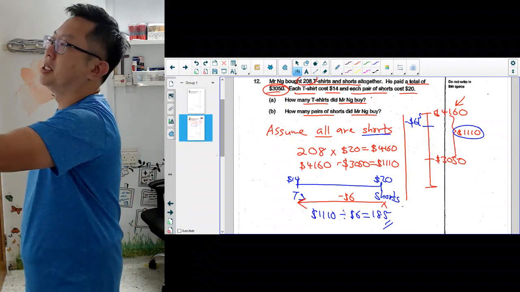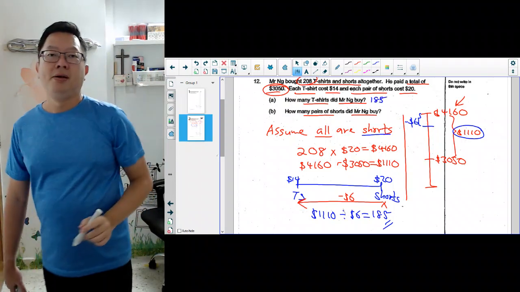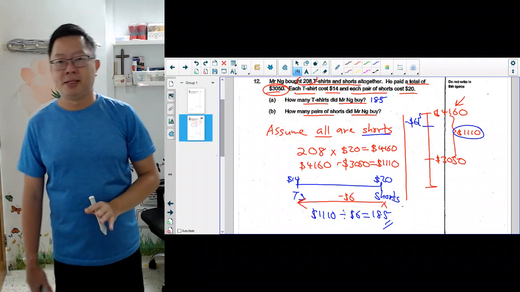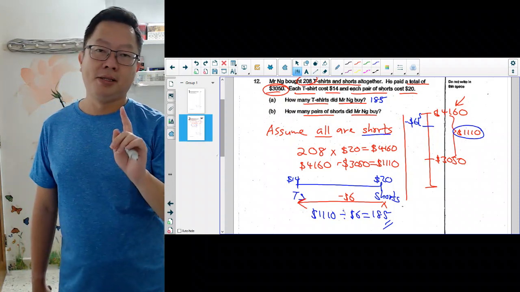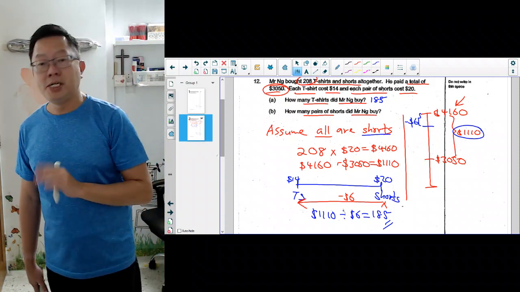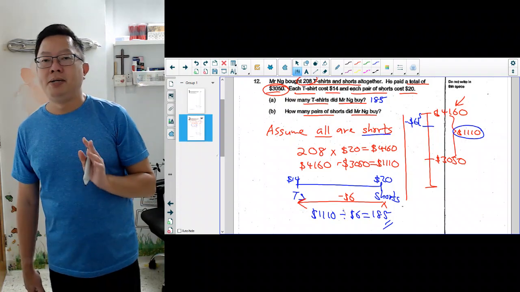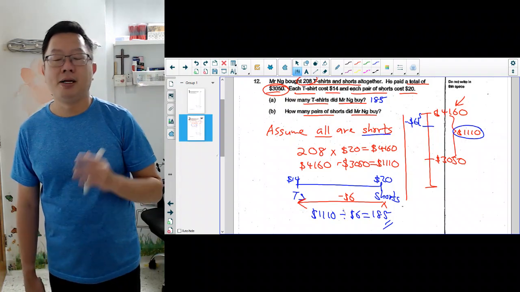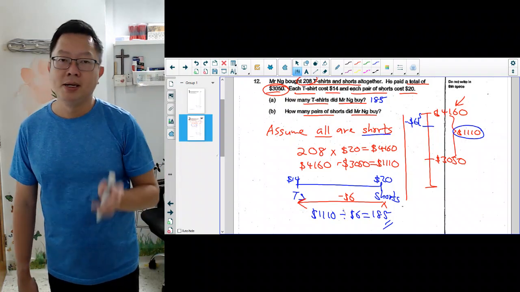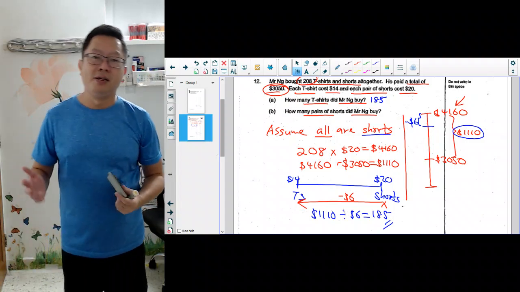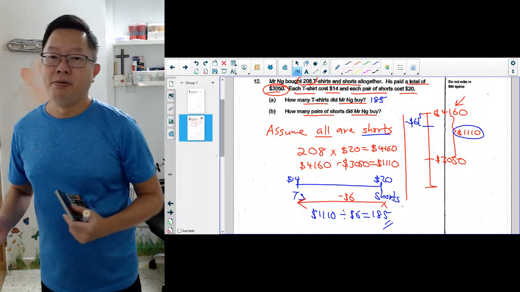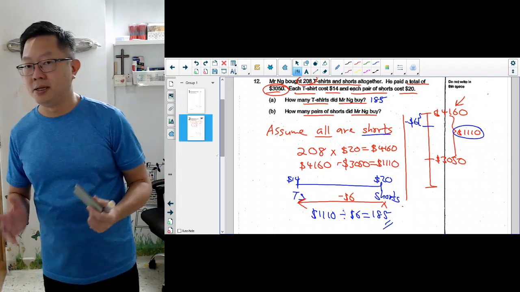So how many t-shirts did Mr. Ng buy? 185. That's how you do the assumption method, which is very fast if you understand the leaf and the travelator. Now this question is considered quite simple, but there will be some questions that are very hard, which we call the harder assumption problems, and then you will need the leaf and the travelator because they will be really useful to help you do those harder problems.